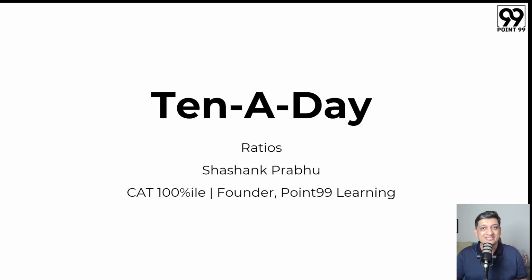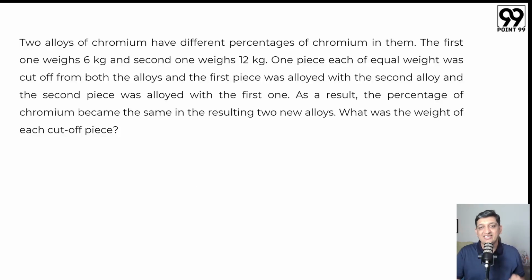Topic of ratios. Now let's have a look at this question wherein we have two alloys that are present and we have to figure out what exactly was the weight of the cutoff piece from each of these alloys. So try this out on your own, maybe take a couple of minutes and then have a look at the solution that's going to follow.